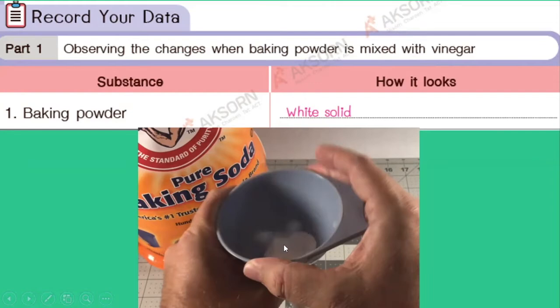Here you see we have some baking powder, and please write down in your work textbook how it looks. Describe it. White solid, okay? It's white solid, right? If you have not finished writing, pause the video, finish writing, and continue to watch our video, right?